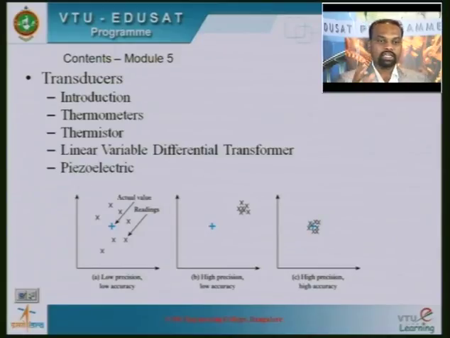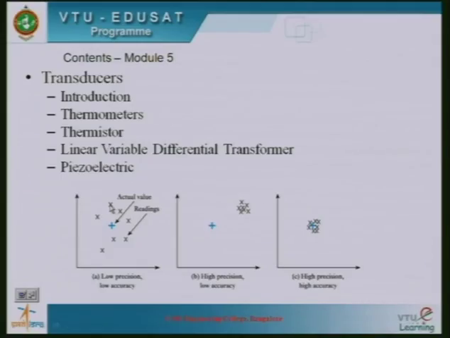When I start measuring the temperature of this room, you may find that the temperature is not exactly 27. It may be 30 degrees centigrade sometimes, sometimes 32, sometimes 26, sometimes 40. So what is happening? The actual temperature is 27 degrees centigrade, but the sensor I am using gives me various other temperatures. Now we find that this measurement has very low precision and also low accuracy.